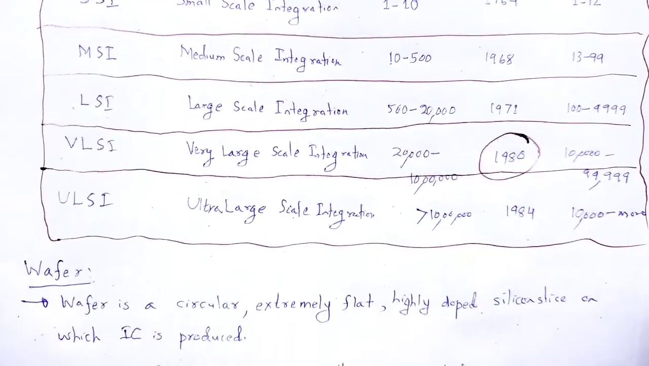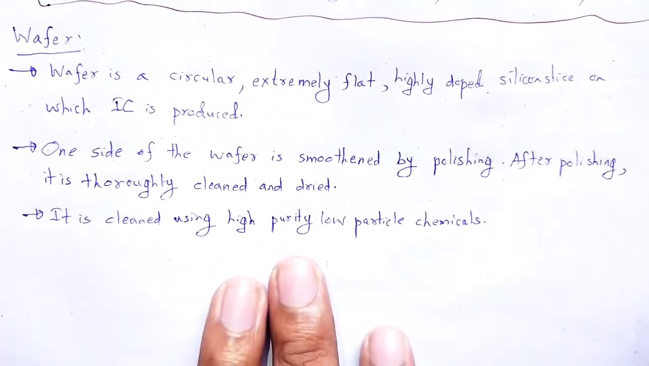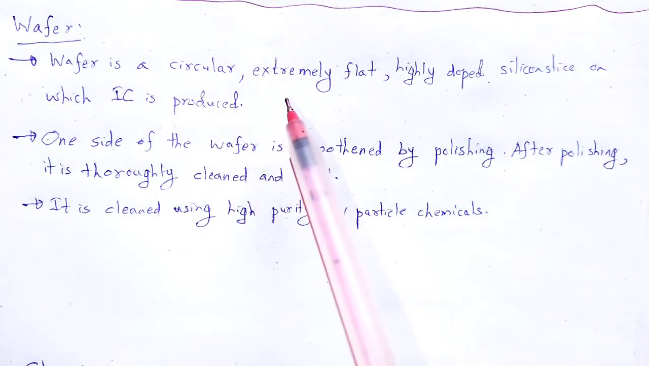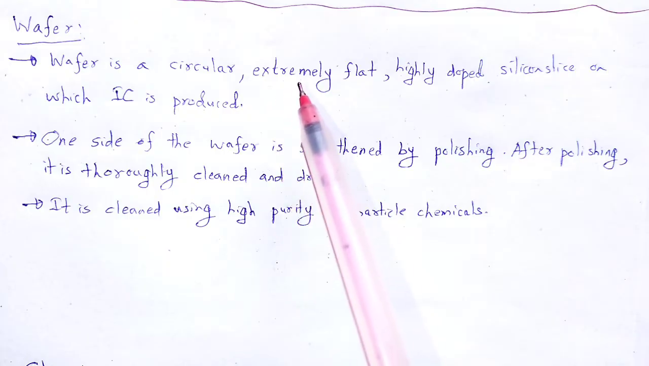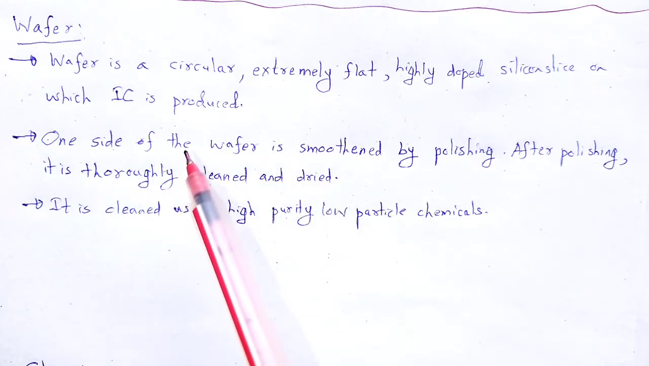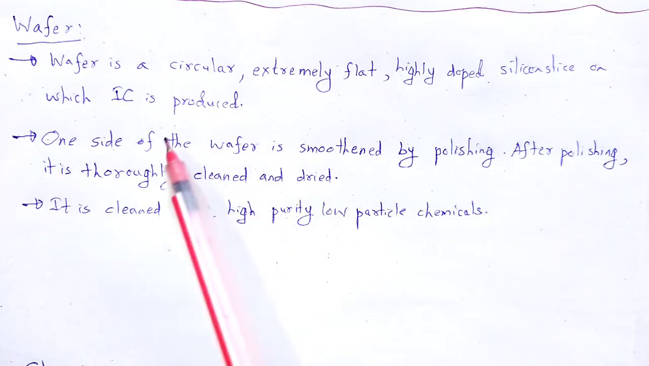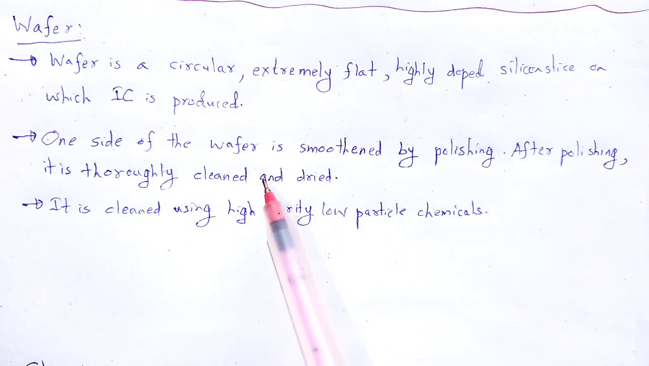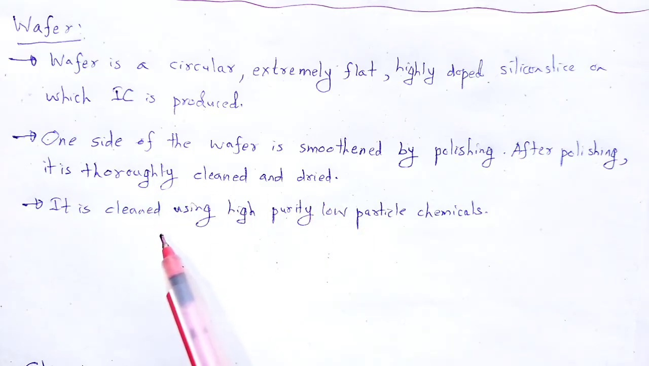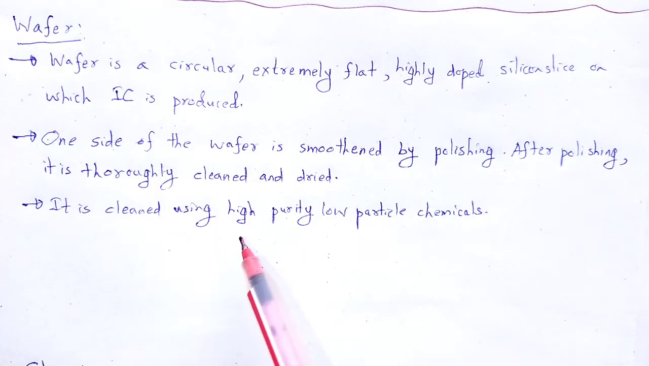Next, the idea of wafer and chip. What is a wafer? Basically, a wafer is a circular, extremely flat, highly doped silicon slice on which an IC is produced. One side of the wafer is smoothed by polishing. After polishing, it is thoroughly cleaned and dried, using high purity, low particle chemicals.